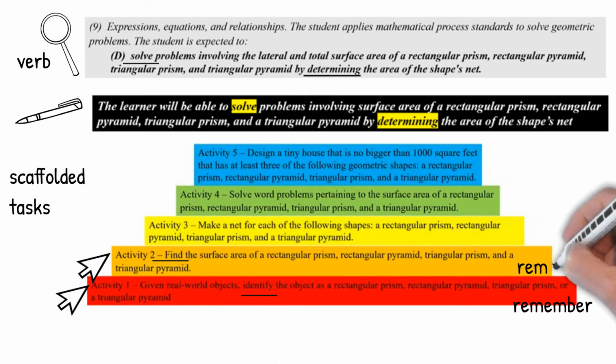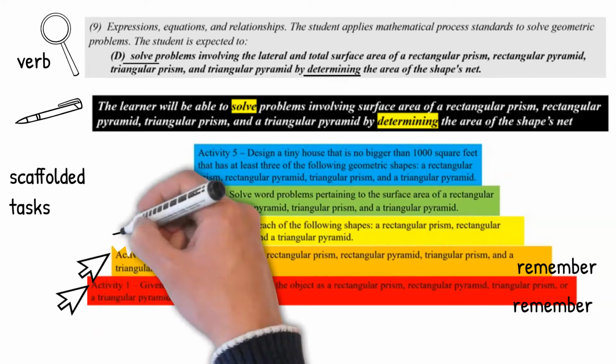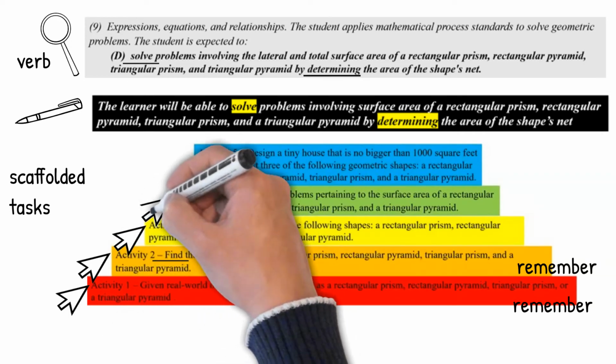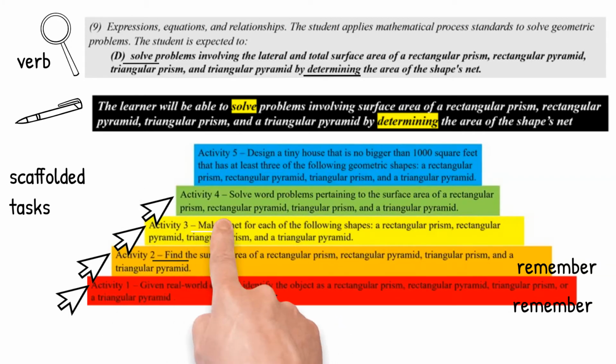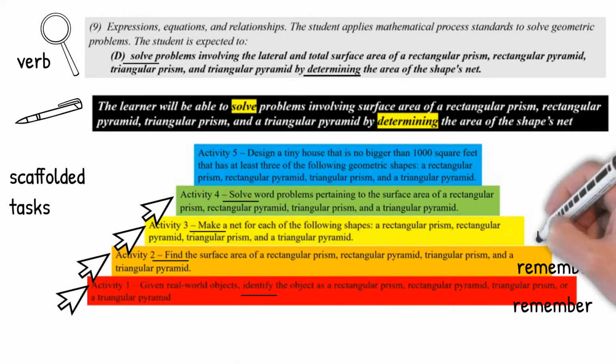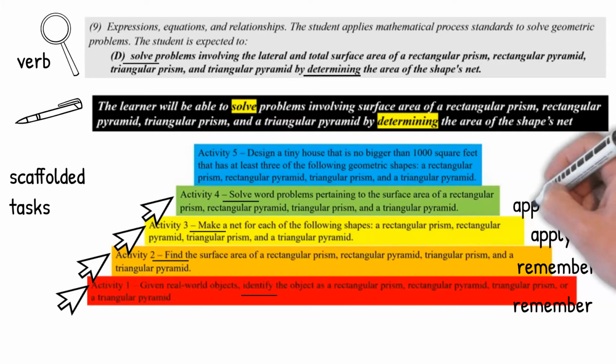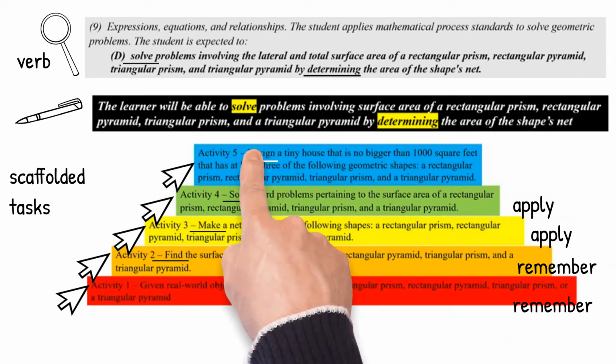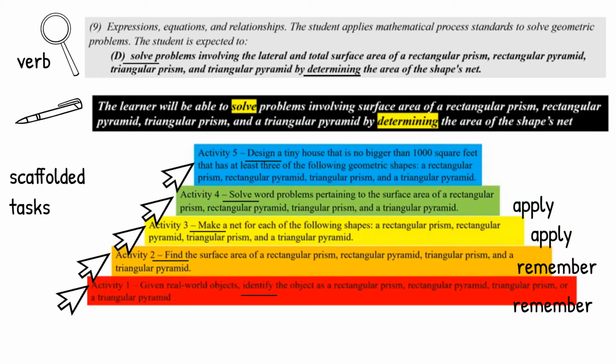In Activity 3, they are making a net of the shape's surface. And in Activity 4, they are solving for surface area. Using the verbs make and solve would put both of these activities in the apply category. In Activity 5, students are designing a tiny house. The design verb would make this activity fall into the create cognitive level.